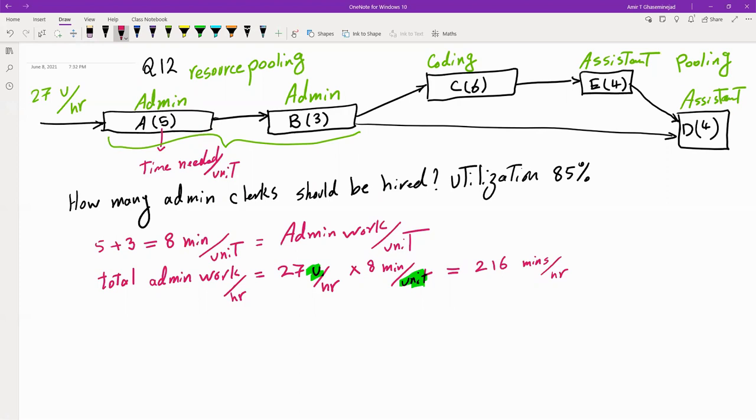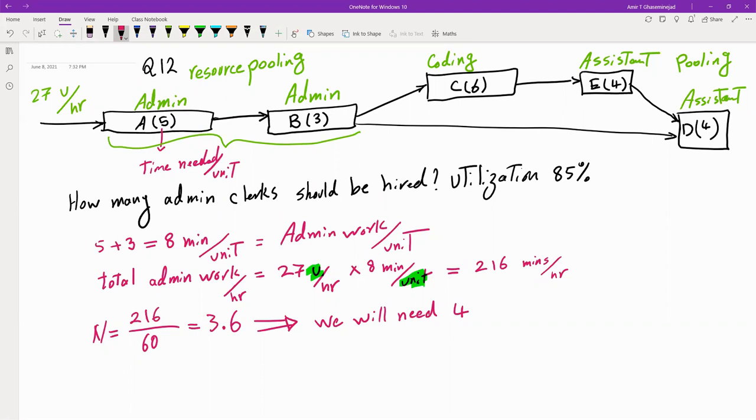So how many admin clerks do we need? 216. Each admin worker will have 60 minutes of work time. So the number of admin workers that we need will be 3.6, or 4. Therefore, we will need 4. Just for those of you who may not be completely following, notice that even if it was 3.1, we had to hire 4 people because the work must be done. We are not rounding 3.6. We have to satisfy the fact that we need work for 3.6 people. Even if we needed work for 3.1 people to be done, we had to hire 4 people.